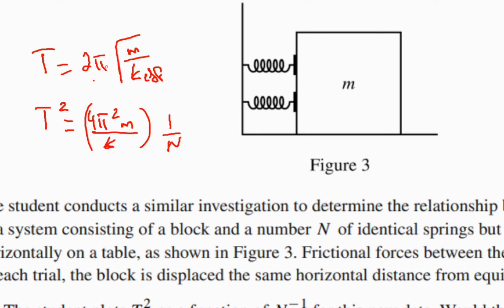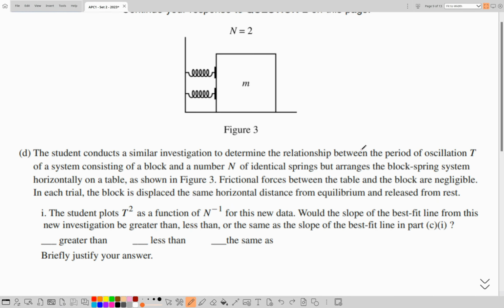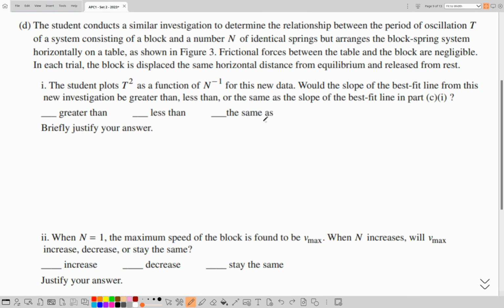So this is what we have done in the previous part, and here it remains invariant because we know that the period for both modes of oscillation, horizontal and vertical, is given by 2 pi square root m over k. We didn't change the block, the mass m remains the same. We didn't change the springs that we are working with, so k is the same, which means that the slope of the curve is the same. For this reason, we're going to say it's going to be the same as, this is our choice.